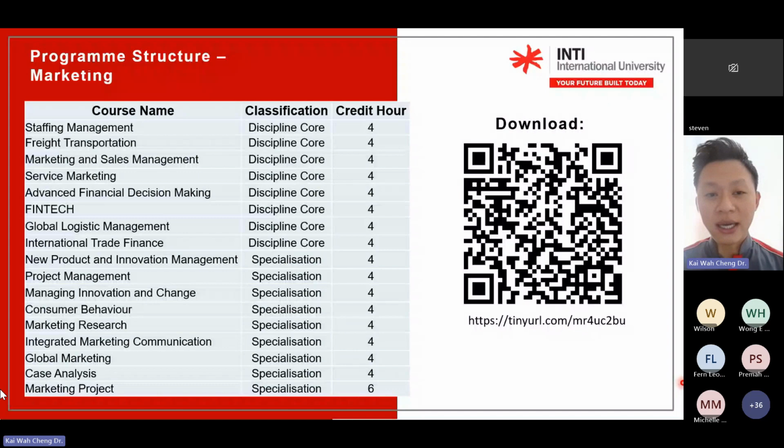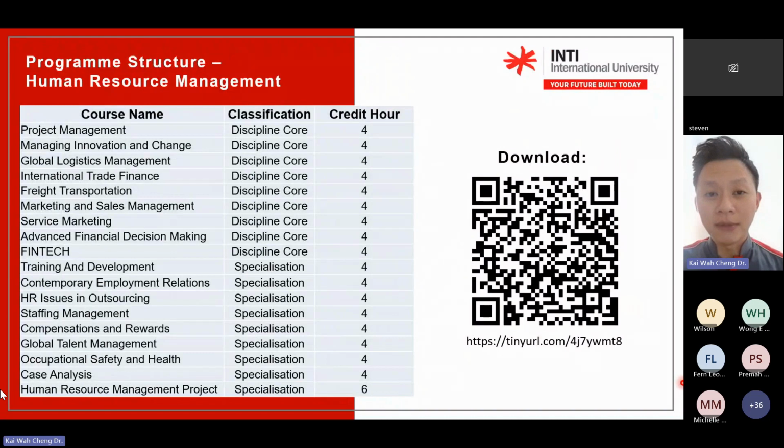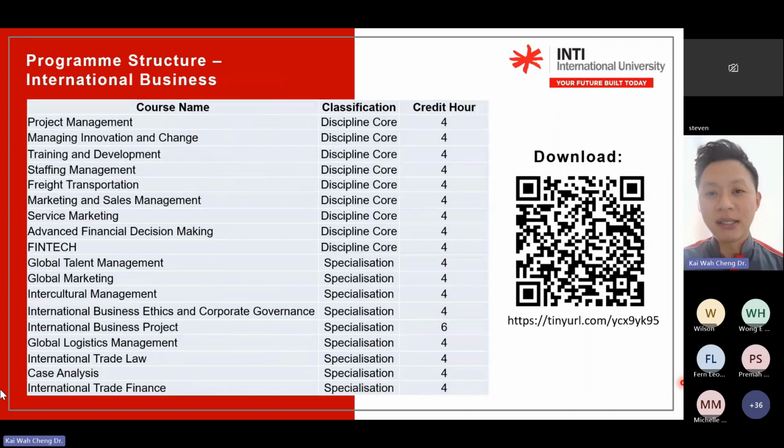All right, now let's move to the second major, human resource management. As usual, please screenshot or scan the QR code to download the program structure. I hope everyone can do it now, and later on, I will guide you how to read the program structure. Now let's move to the third major, international business.